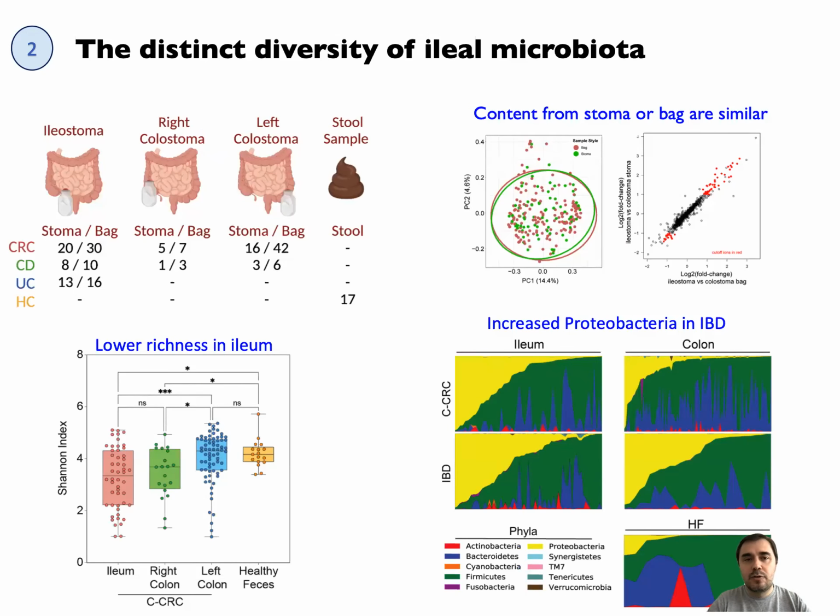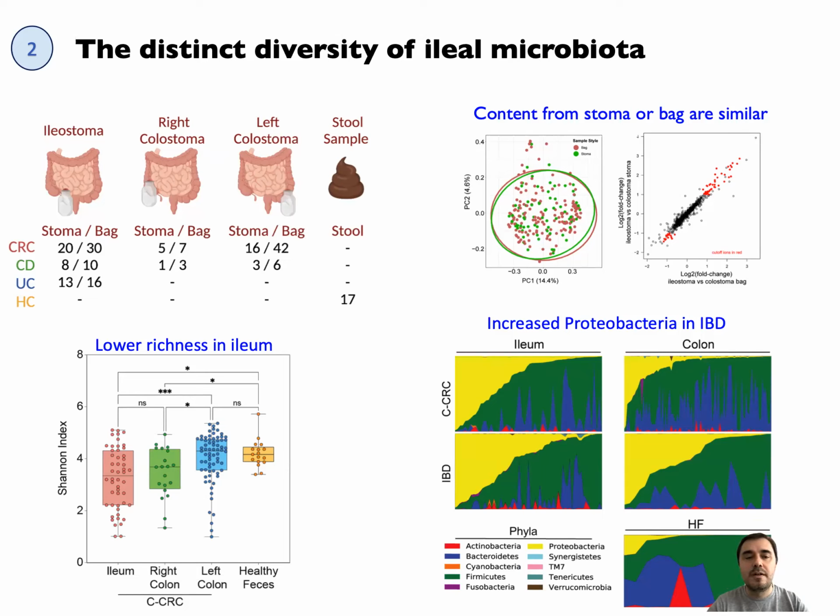So in the second part of the study, as I said, we wanted to see what the true microbiota is in the ileal compartment. Since it's so difficult to enter without the purging, in this case we took advantage of the ileostoma and colostoma samples, so we can have direct access to the sample without any purging.